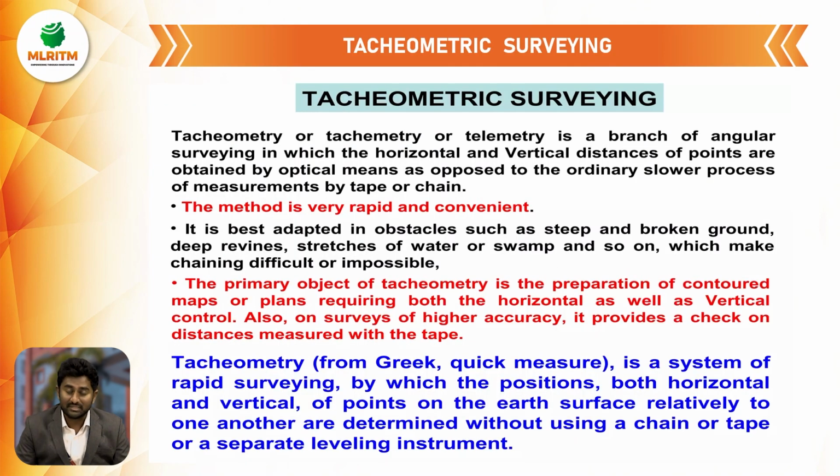Let us go through the definition of tacheometric surveying. In tacheometric surveying, horizontal distances, vertical distances, and vertical angles are measured. This is a very rapid method for surveying topographical maps, for example rivers and irregular boundaries on the earth's surface. It is used to survey topographical maps like contour maps, etc.